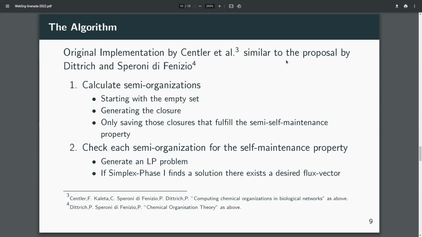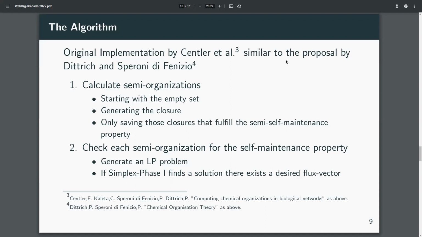Then I want to briefly go over the algorithm that is used. It's the constructive algorithm, originally implemented by Centler et al., and similarly proposed by Dittrich and Speroni di Fenizio before. And as I said, it's 2 steps. The first step is to calculate all semi-organizations and then check if each semi-organization is also self-maintaining.